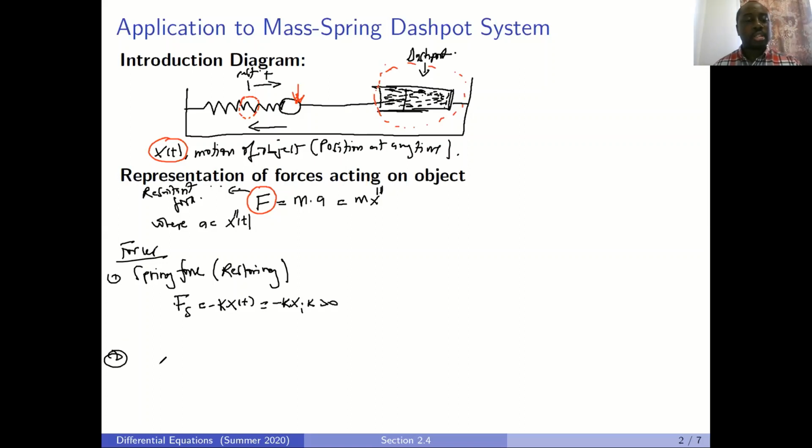Okay. Now the second kind of force is the damping force from the dashpot.